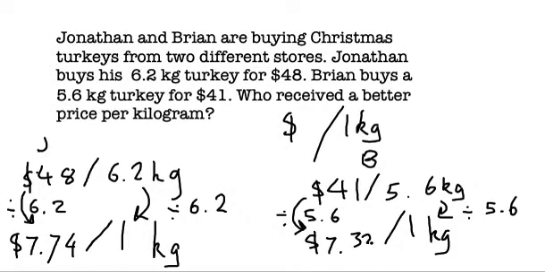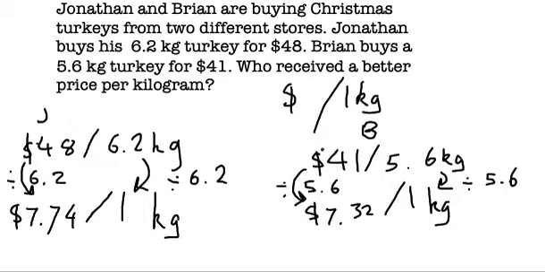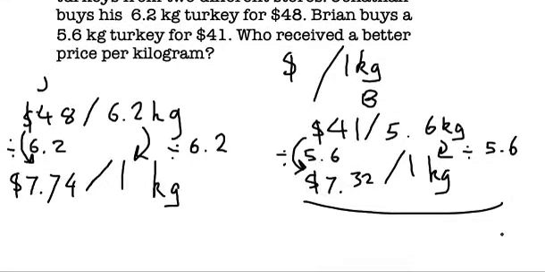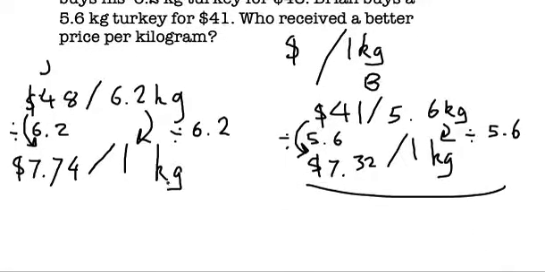Alright. So Jonathan's turkey is $7.74 per kilogram, and Brian's one's $7.32 per kilogram. I want to see who received a better price. So that means I want to find out the one that's cheaper. Okay, that's the one I would want to buy, of course. So right now, which one's cheaper? Oh, look, it's this one. So my final answer would be Brian, okay? Because it's asking who, not what the price is. So I'd say Brian received the better deal. And that's it.